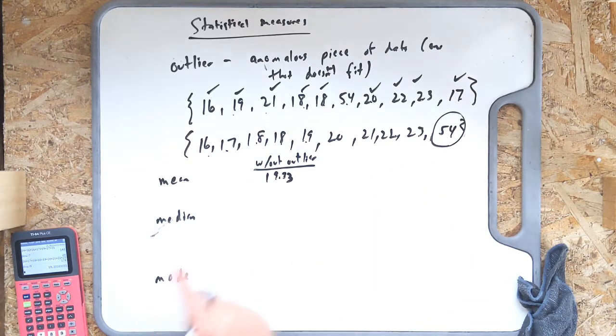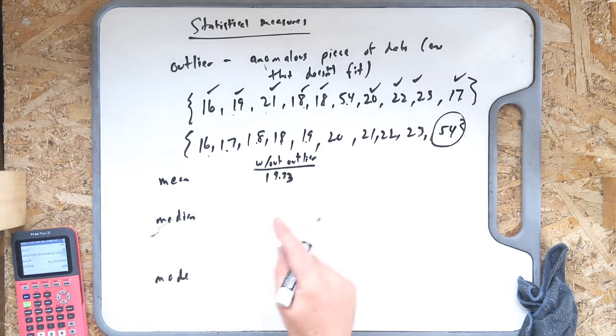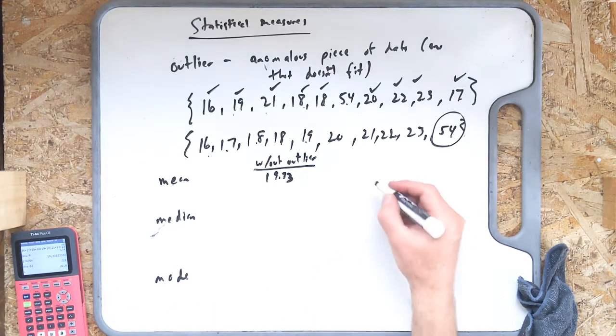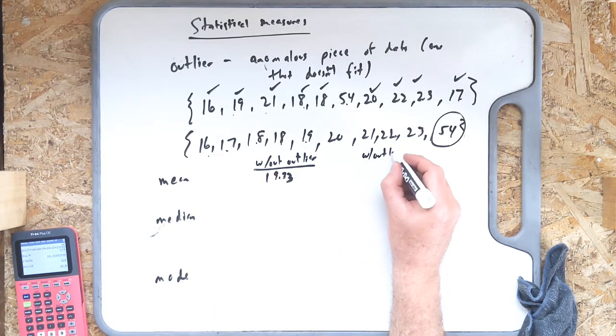And then I'm going to do it with the outlier. I'm just going to put that other piece of data into my original piece. And I'm also going to have to divide by 10 instead of 9, because there are now 10 pieces of data. And I get 22.8 with the outlier.